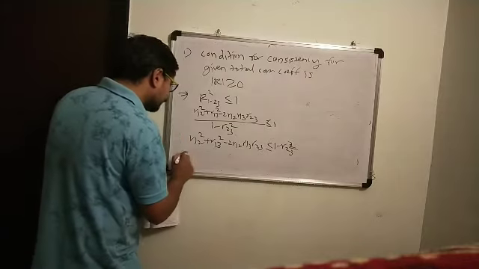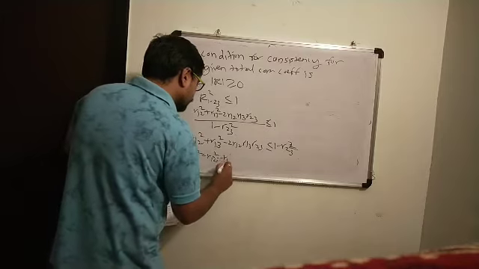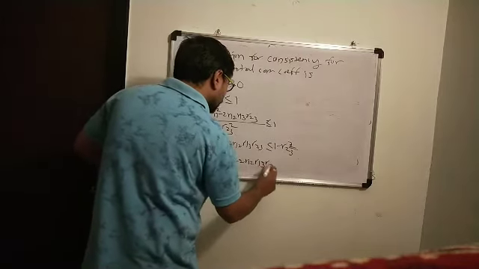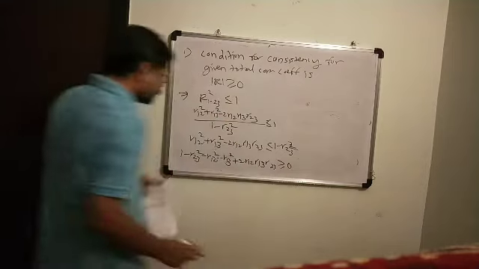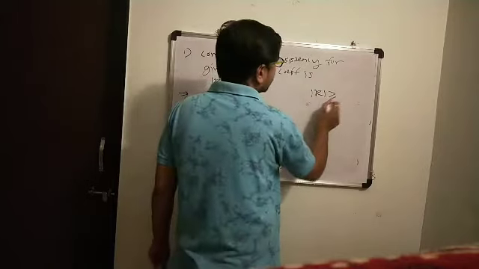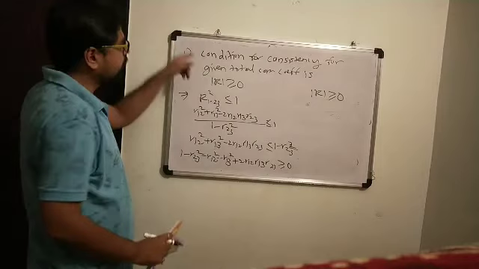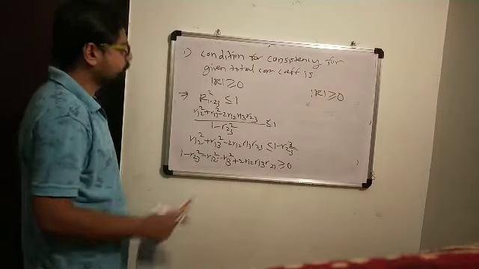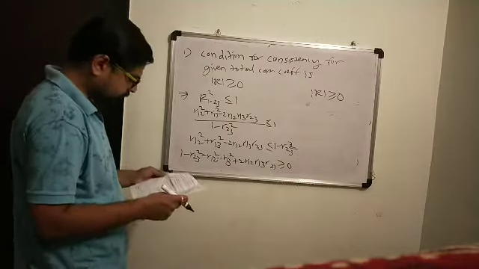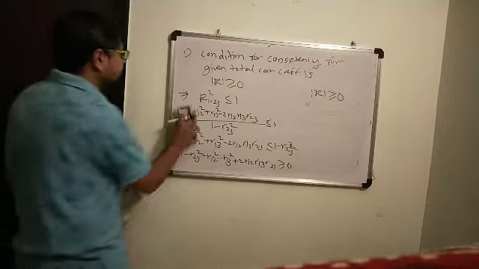So 1 minus R23 square minus R12 square minus R13 square plus 2 times R12, R13, R23 is greater than or equal to 0. This is nothing but the determinant of R. So determinant of R greater than or equal to 0 is the consistency condition for given total correlation coefficient. So we have proved this result. This is one of the results. Then we will move ahead to our next example.